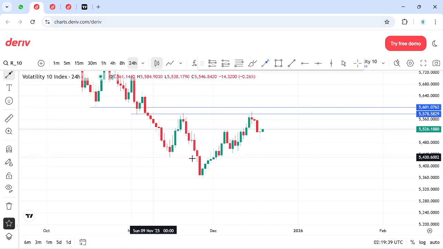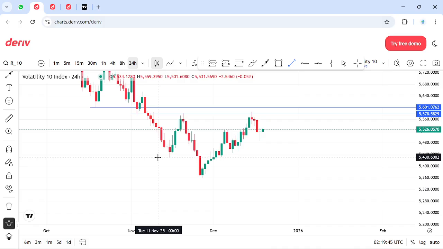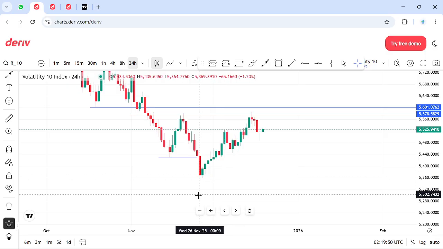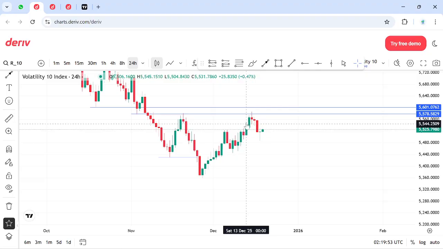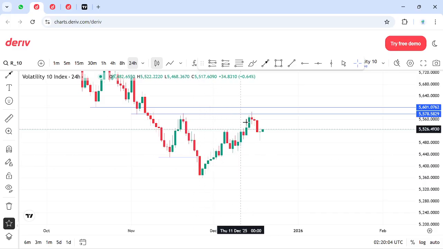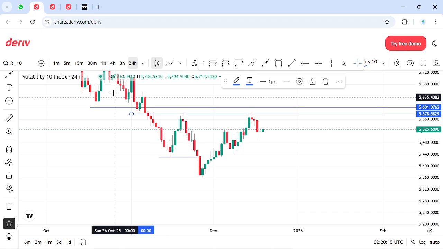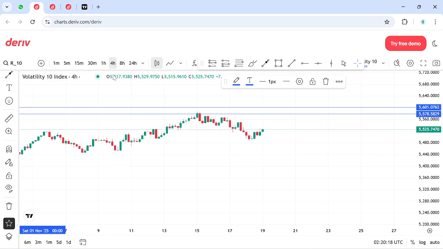There's another point here where we have a break of structure, and price has retraced to the upside up to this point. Currently we are waiting to see what price will do. We also see that price has rejected from this point with a severe bearish candlestick. So we can now go to the 4 hours time frame.